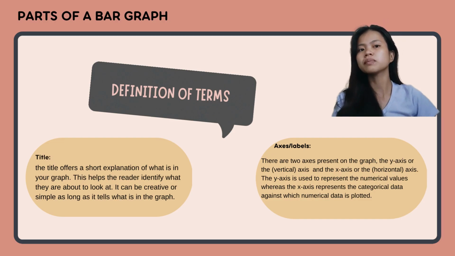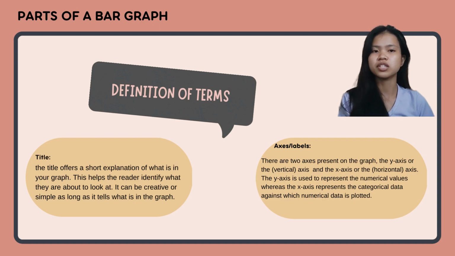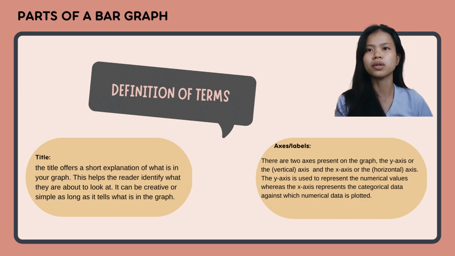And now, let us talk about the parts of a bar graph. First is the title. The title offers a short explanation of what is in your graph. This helps the reader identify what they are about to look at. It can be creative or simple as long as it tells what's in the graph.